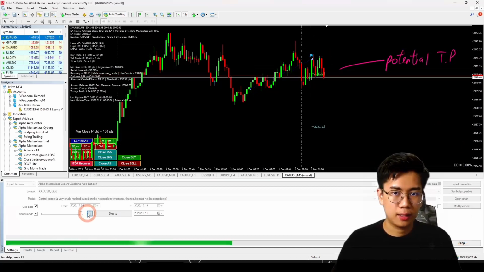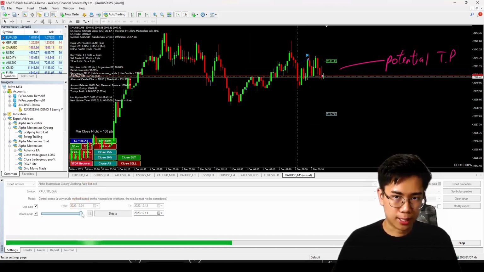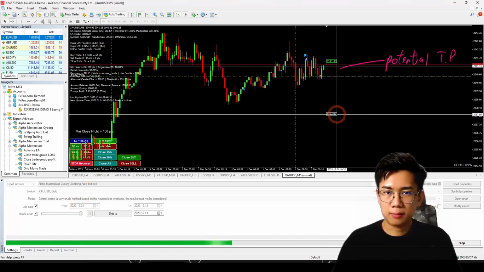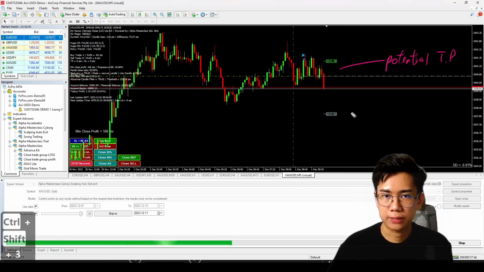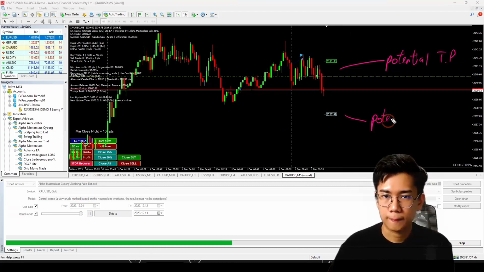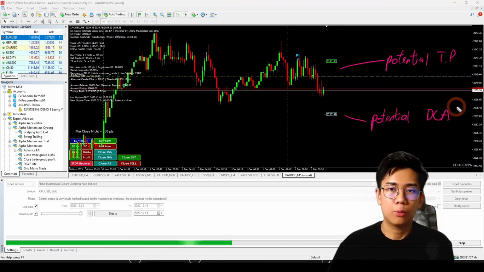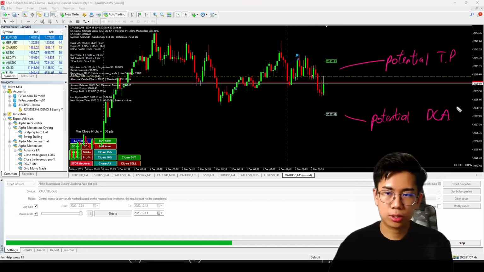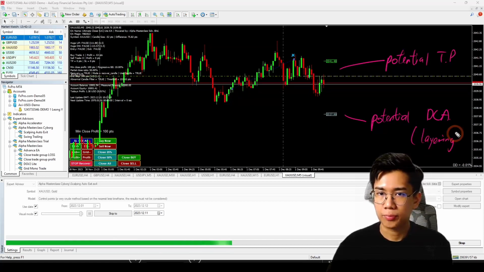Let's give another try. Let's say we do a buy now again one more time, and this time the line below here is what we call the potential dollar cost average. Now, what is dollar cost average? Some people will call this layering.